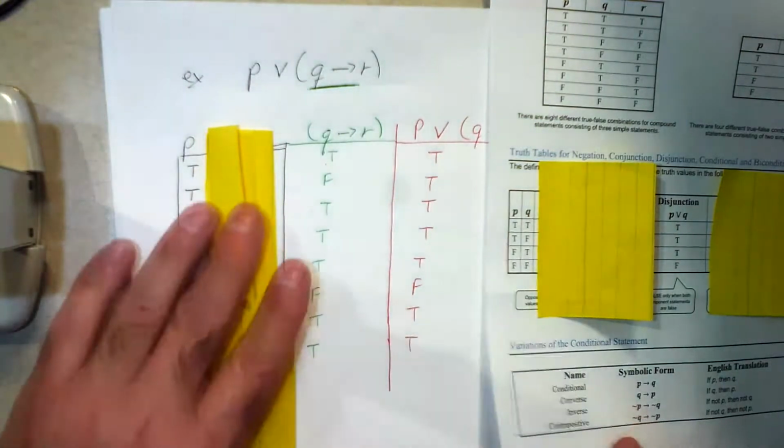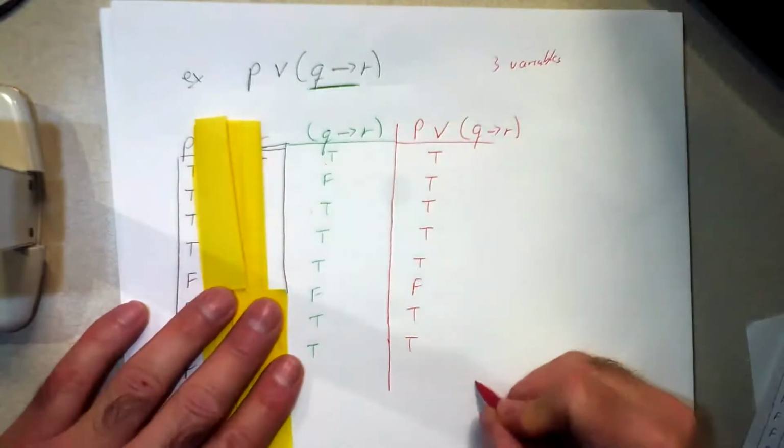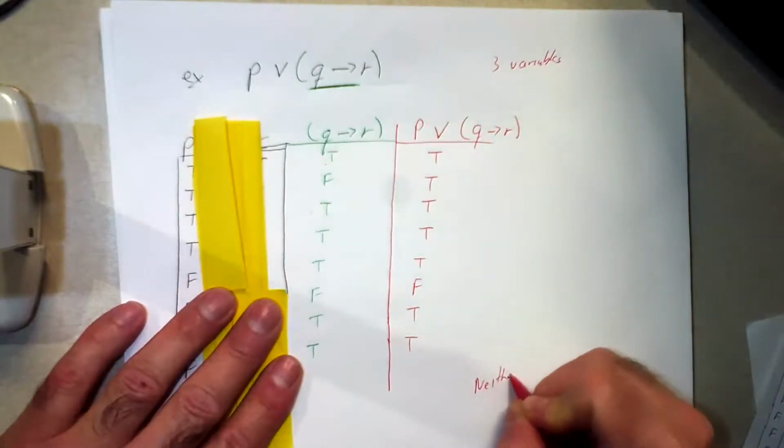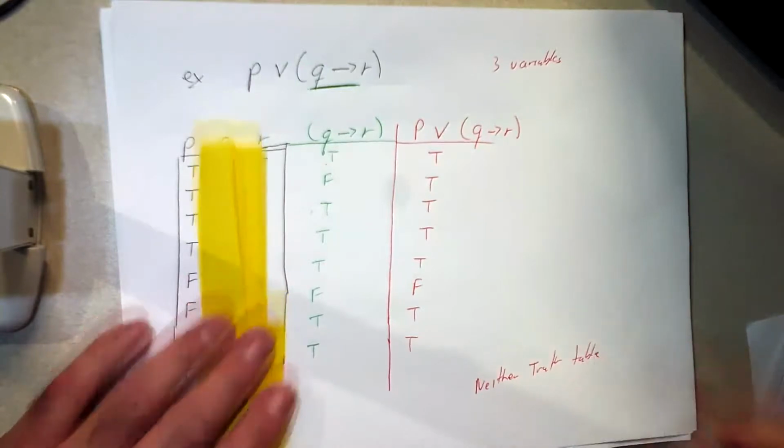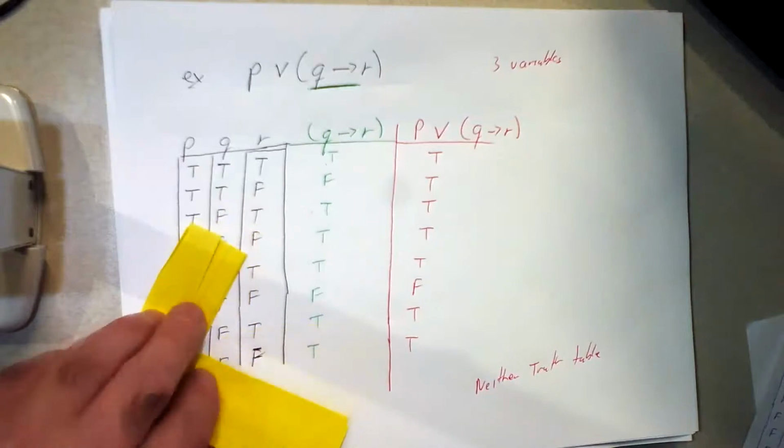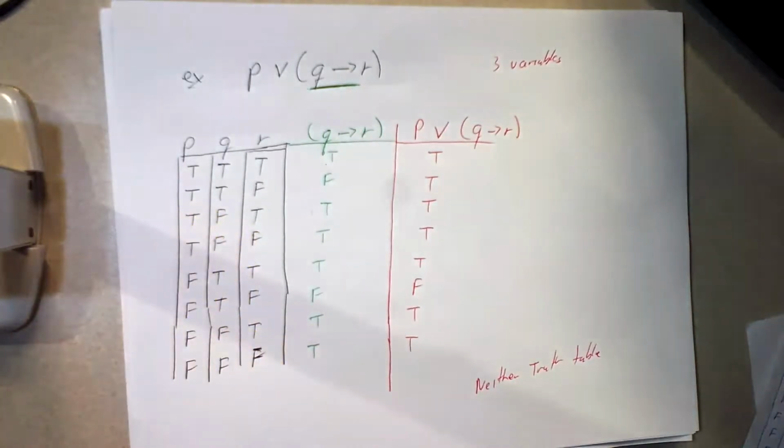So this one is also considered a neither truth table. So I wasted 1, 2, 3, 4, 5, 6, 7, 8 stickies. Yes, so at most you need like 8 stickies to complete.